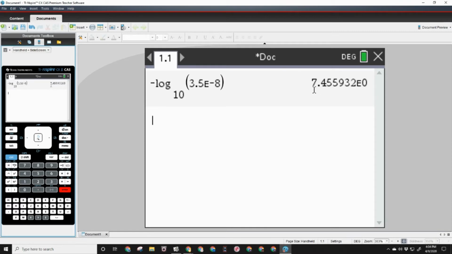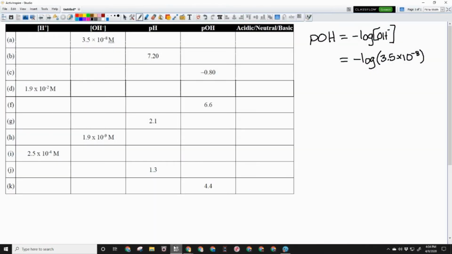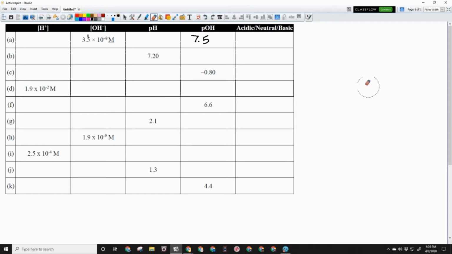It's going to tell me that is 7.455. Okay, so this is 7.455. And I'm only going to use one decimal place here. So let's just call this 7.5. So pOH is 7.5.